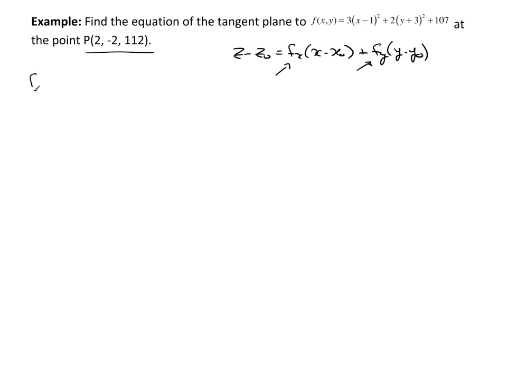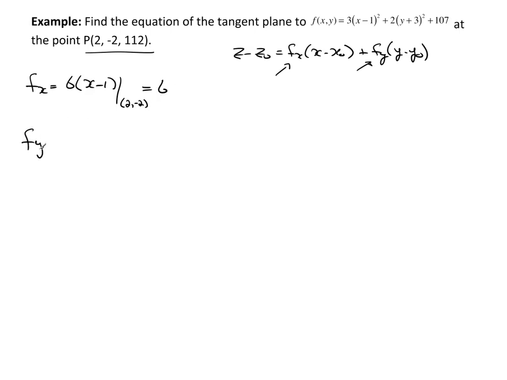So the partial with respect to x is going to be 6 times x minus 1. And I need to evaluate that when x equals 2, y equals negative 2. So I'm going to evaluate this at the point 2, negative 2, which is easy because there are no y's. So 2 minus 1 is 1. So 1 times 6 is 6. So this partial is just actually equal to 6.